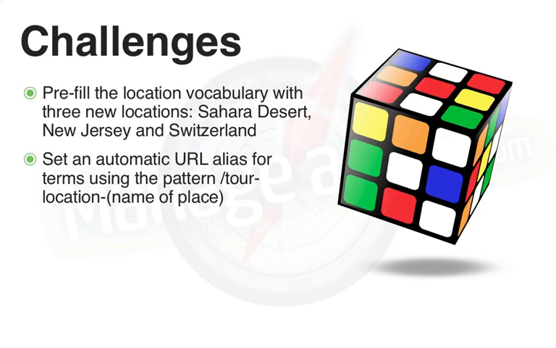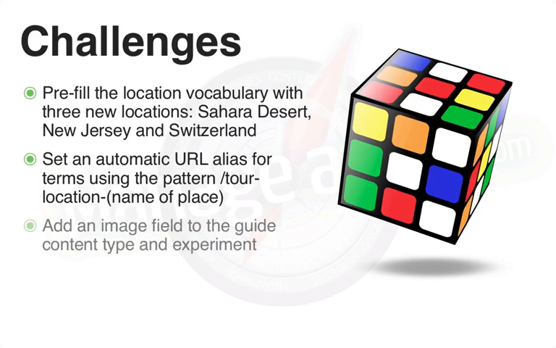Now, we've set URL alias patterns for content for nodes, but we haven't done it for taxonomy yet, so this should be a good challenge.